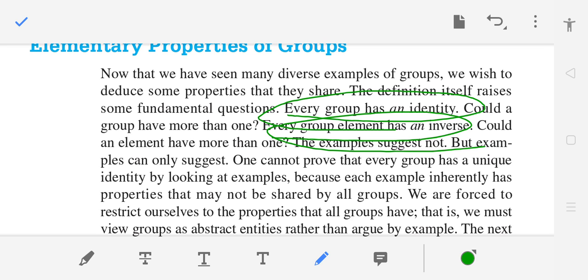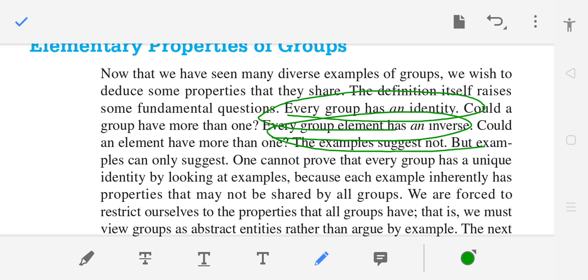So what can you say? If a group has an identity, then is it only one or two or three? This will be established by the theorem that the identity of a group is unique. What can you say about the inverse? How many inverses will you get? ab equal to 1, ac equal to 1, ad equal to 1, can you get three like this? No. So the answer is there is only one inverse, and the inverse is unique.